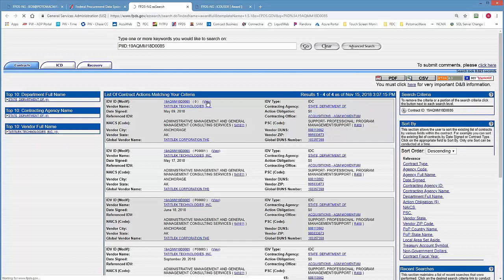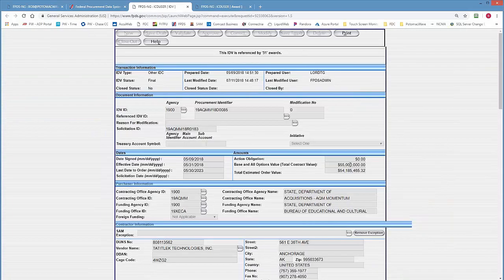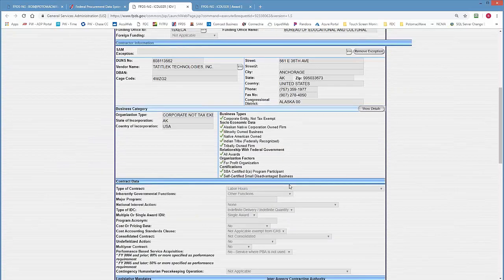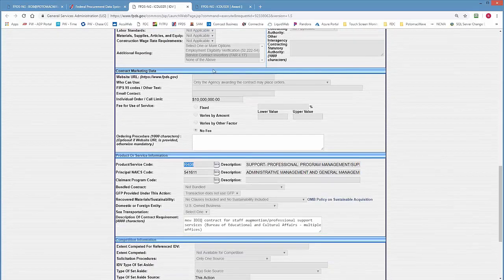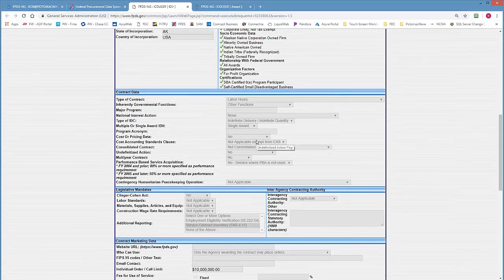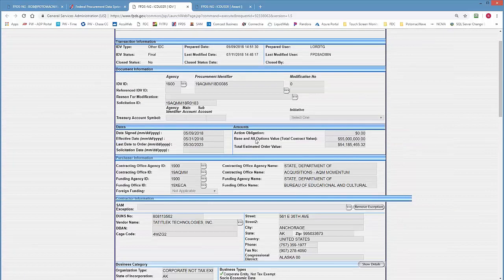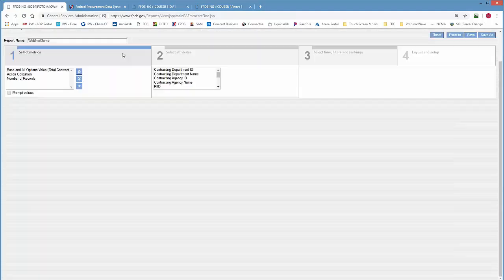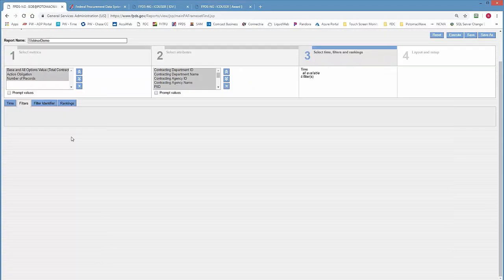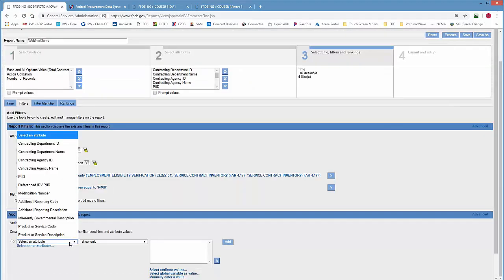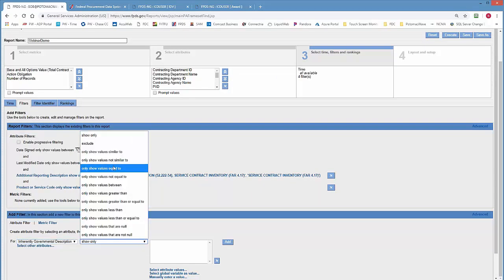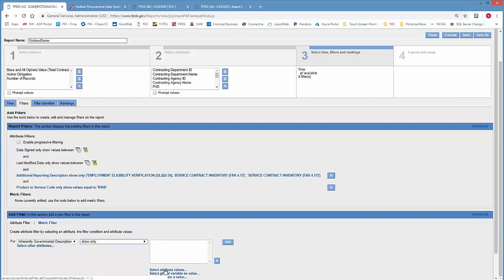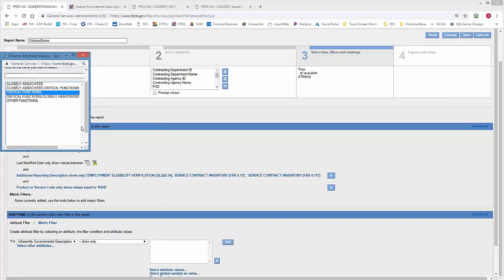It's an IDC. It does have a high dollar value. It's for a service. It does require service contract inventory reporting. And I don't think we filtered it for the inherently governmental functions. It's an other function. So one thing we could do is come back here, add a filter on that. IGF description. Let's only show values equal to critical. So we got it.